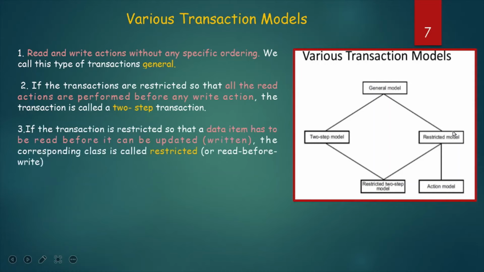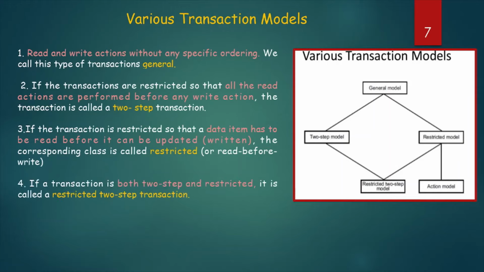And what is the restricted model? If the transaction is restricted so that a data item has to be read before it can be written or updated, that model is called the restricted model. So first you have to read the data item, then you can update or write. That type of model is called the restricted model. If a transaction is both two-step and restricted, then that model is called the restricted two-step model.